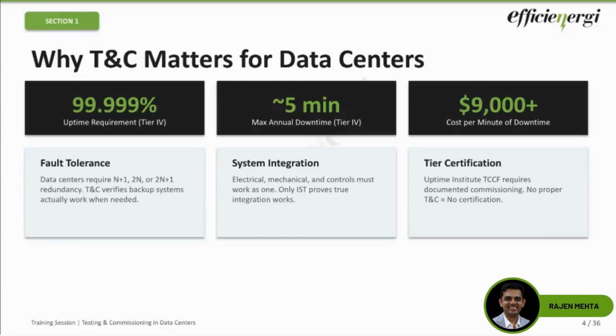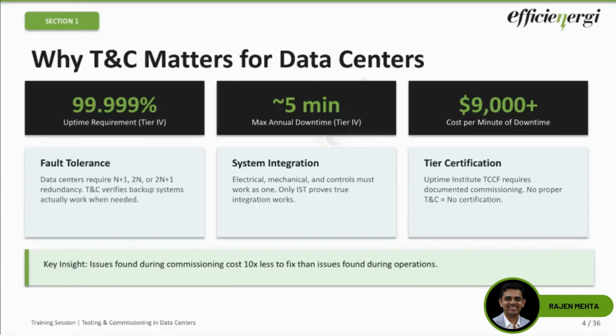Unless and until you have a documented commissioning, the Uptime Institute TCCF is not made available. And a very important aspect which I want to highlight is the cost of finding an issue late.